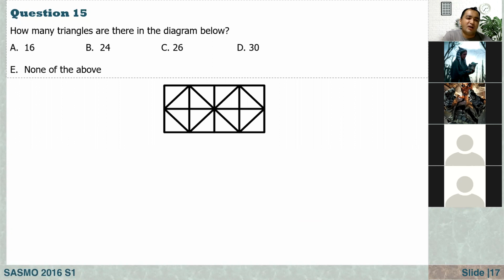How many triangles are there in the diagram below? Selin, just tell me, how are you going to count this? Just tell me your method first, then start counting. Can I say it? This yes, and also like this, and I'm going to count the squares, then I'm going to multiply the number by 2.